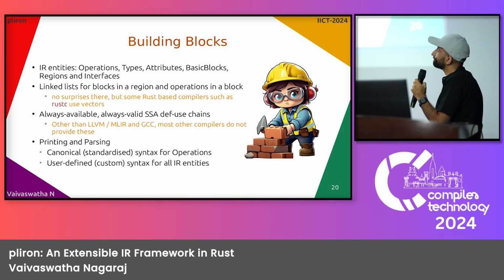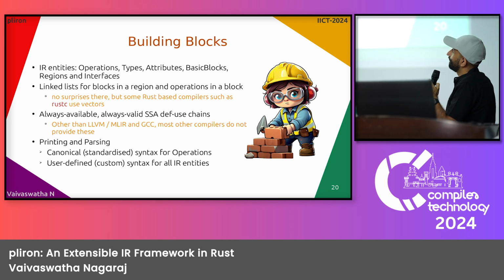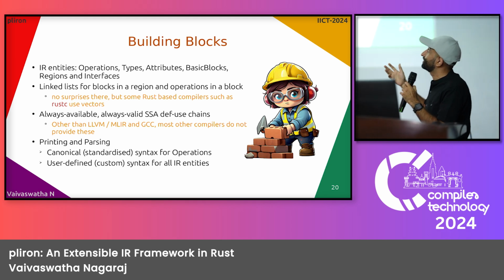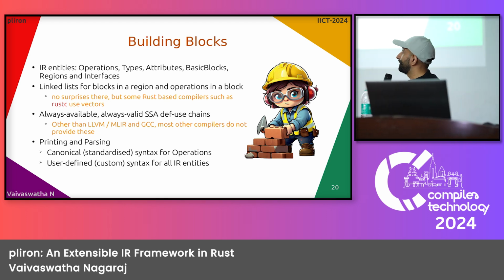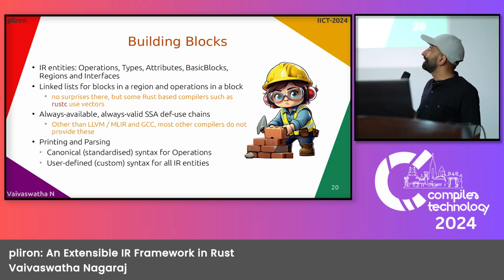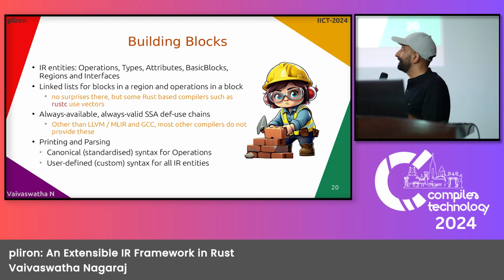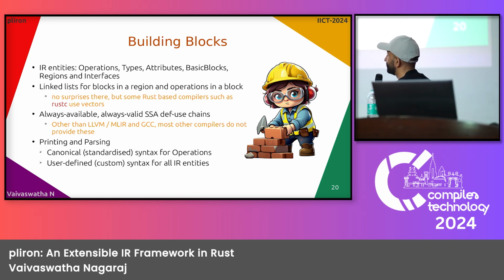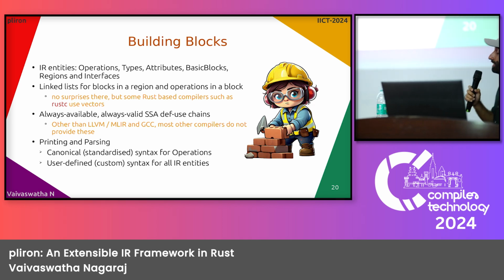They all work. Some points of interest. We use linked lists for representing blocks in a region or operations in a block. This might come as a surprise that I'm even mentioning this, but the reason I'm doing that is some Rust-based compilers, including Rust itself, use vectors. pliron also has always available and always valid SSA def-use chains. Again, for people using LLVM, GCC, this is not a surprise at all. This is always given, but most other compilers don't provide it. We also have infrastructure for printing and parsing the IR.